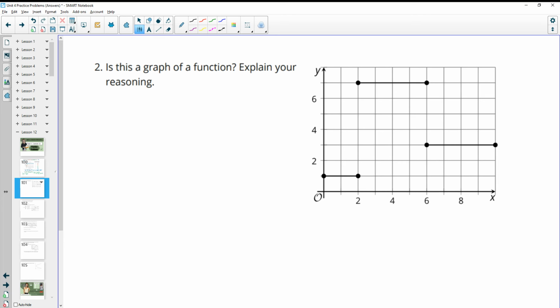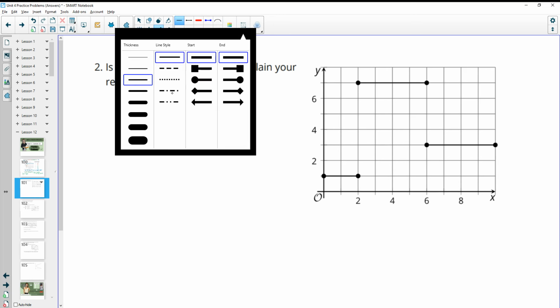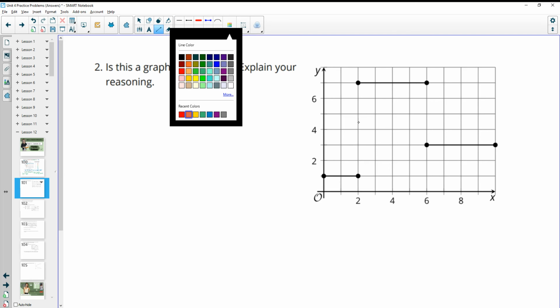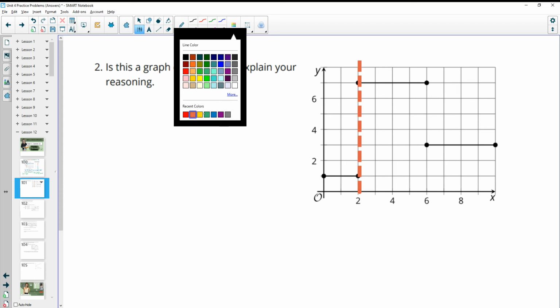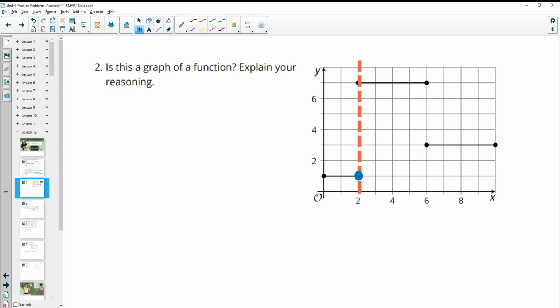Number 2 is, is this the graph of a function? Explain your reasoning. So it kind of looks like it until we look further at a couple of these values. So if we look at 2, it gives us 2 different outputs. So if we look at this line 2, and maybe I'll make this dotted, we can see that there is a value here. So 2 is giving us back 1, and 2 is also giving us back 7. So that makes this not a function.